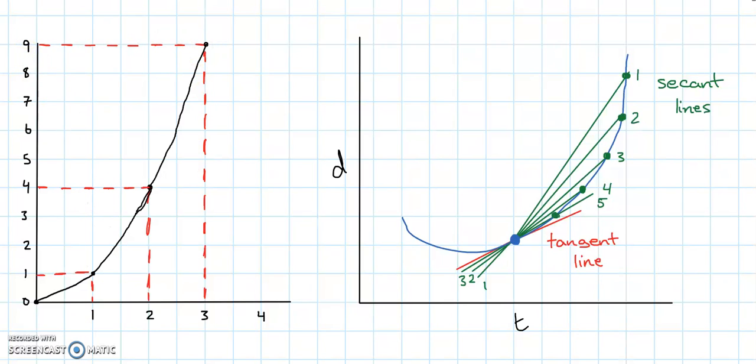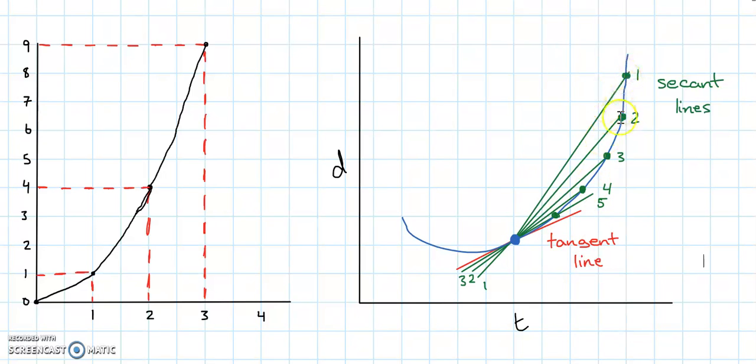A limit can also be described as the slope of a tangent line. If we have a look at this graph here, we can see that at this point, this red line is called the tangent line. The tangent line here only touches this one point on the graph.